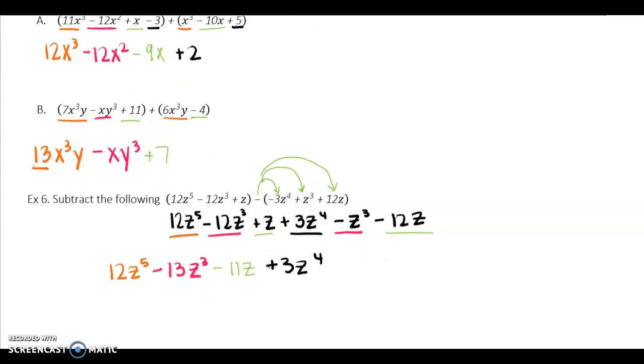All right, so let's just rearrange this to make it in standard form. Standard form is from highest to lowest. So the highest exponent is the 5, and then would come the 4, the 3, and then the first, because I don't have a second. So that would be your answer.